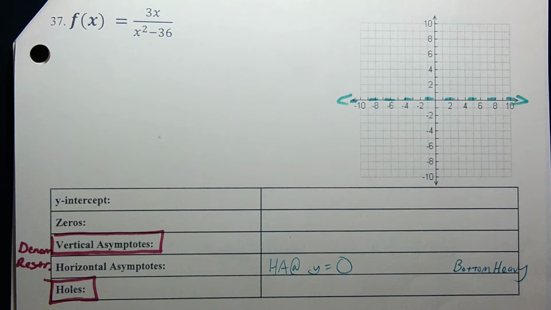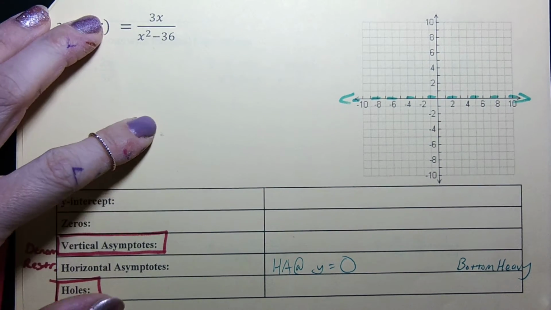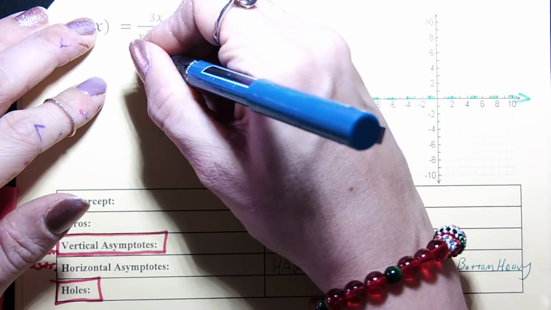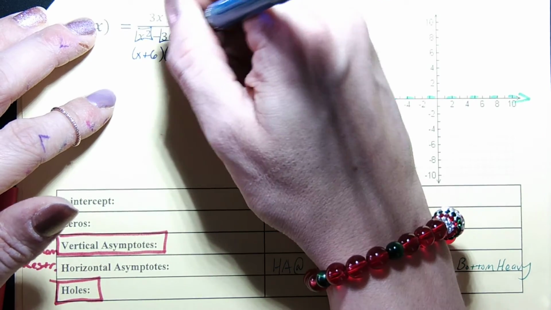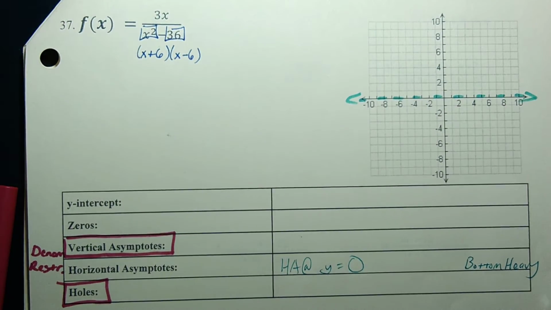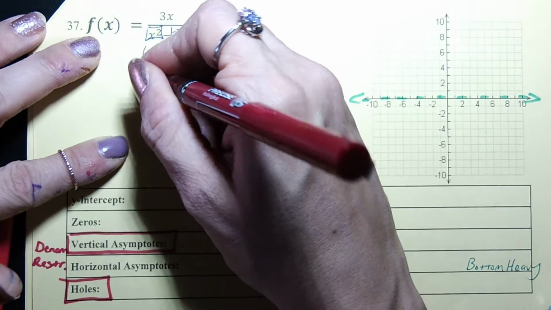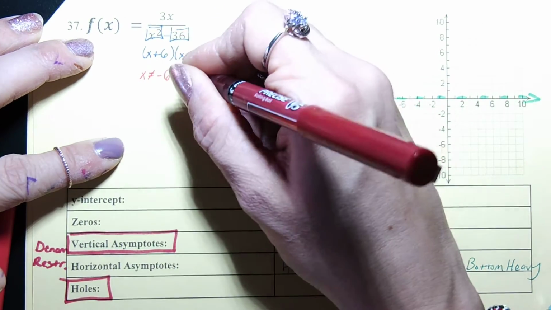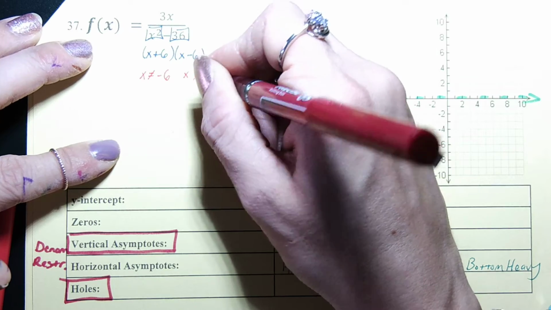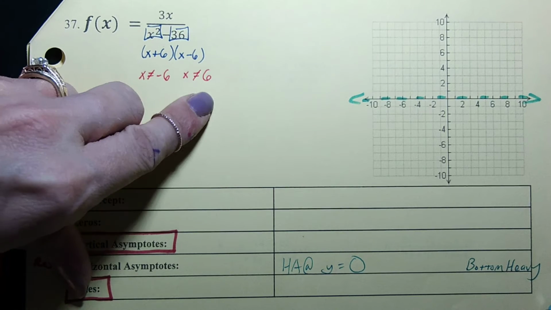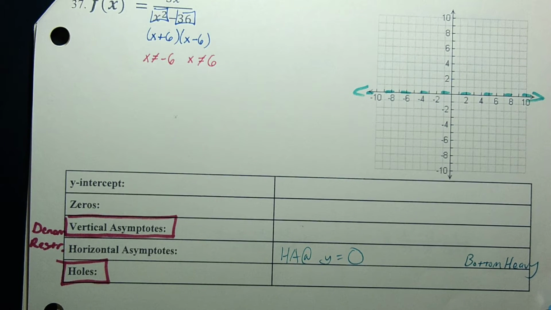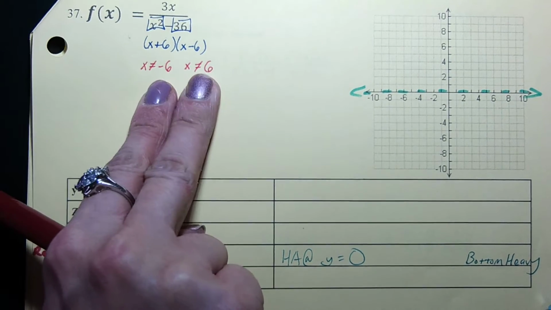Do we have any restrictions on x in the denominator? I would start by factoring the denominator. We've got a difference of squares, so x plus 6, x minus 6. What are the two things that x can't be equal to? 6 and negative 6. It's important to note that this one goes with that factor and this one goes with that factor, because that makes a difference as far as whether you can cancel the factor or not. So these are my restrictions.